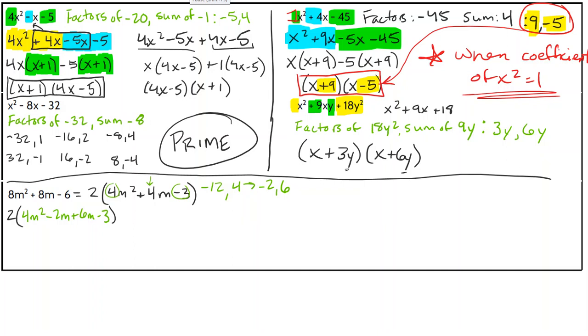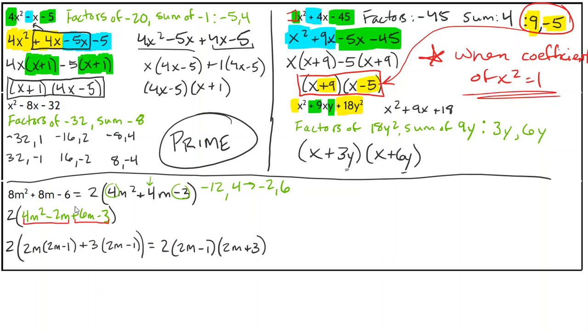Go ahead and finish factoring that polynomial, keeping in mind that everything at the end will be multiplied by 2. All right, so we group those terms together. GCF of 4m squared minus 2m is 2m. Pull that out, we're left with 2m minus 1. GCF of 6m minus 3 is 3. We pull that out, we again get 2m minus 1. So altogether, that middle part becomes 2m minus 1 times 2m plus 3, and we multiply the whole thing by 2. So this is what it looks like if we factor the GCF out at the beginning.